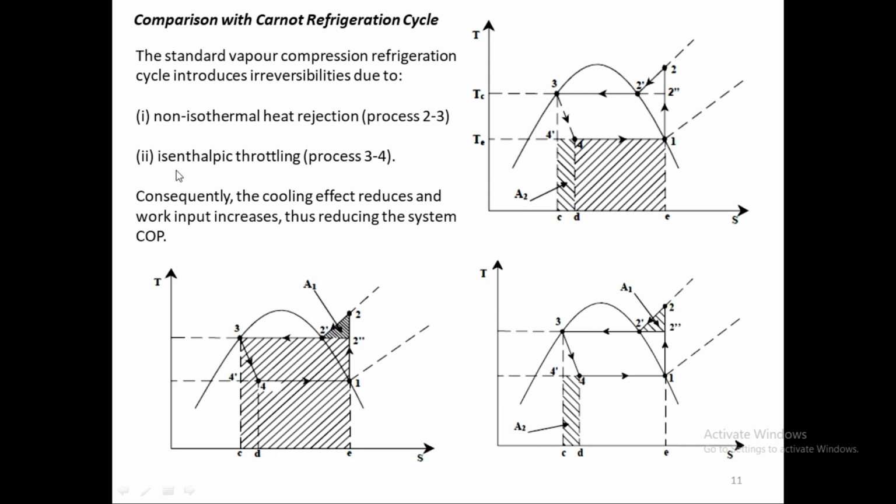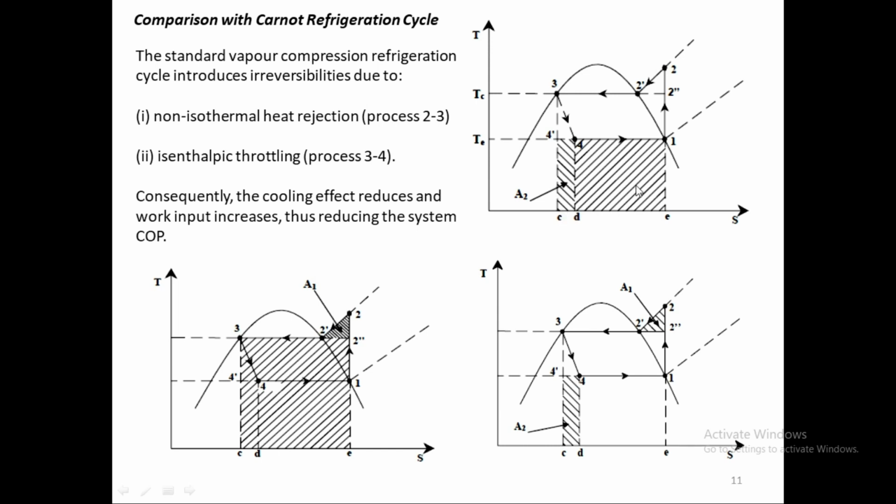And then the isenthalpic throttling process 3 to 4. 3 to 4 is no longer an ideal process. In the Carnot cycle this is an ideal process, so it's a vertical line, but in actual it is slanted. In 3 to 4, the entropy has increased. So we have lost this much amount of energy because of that.